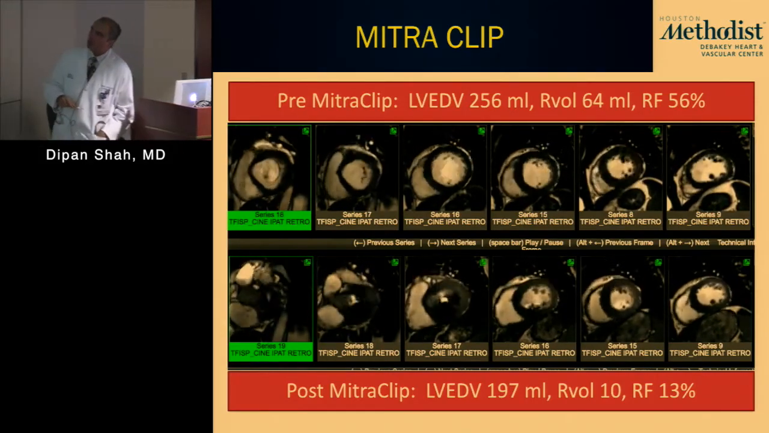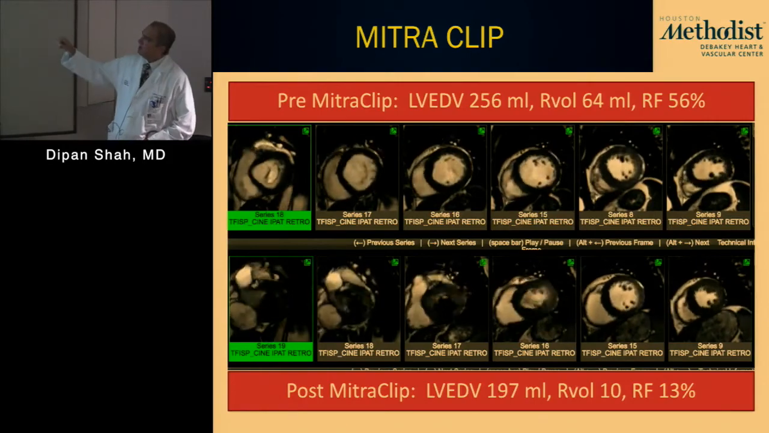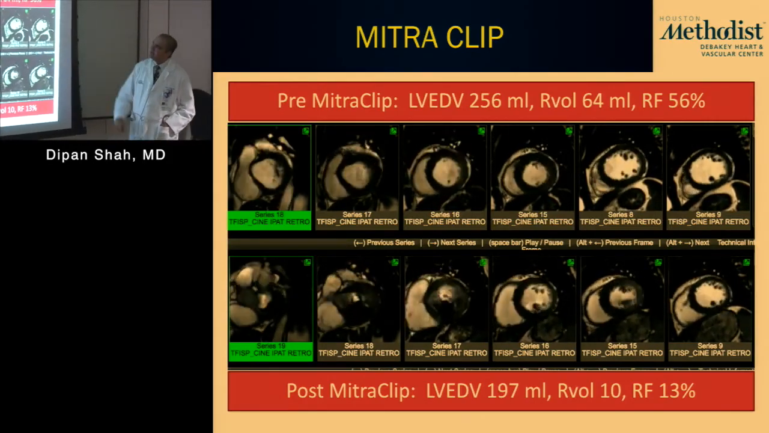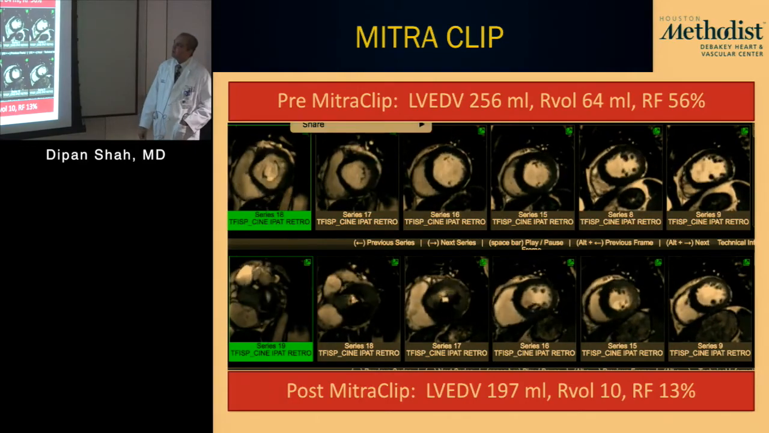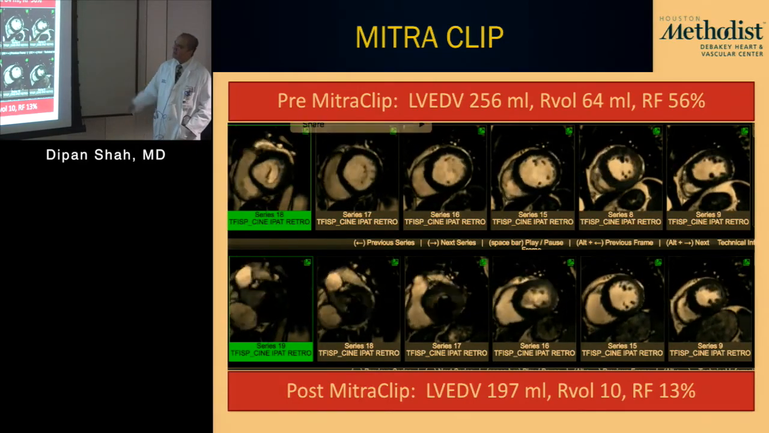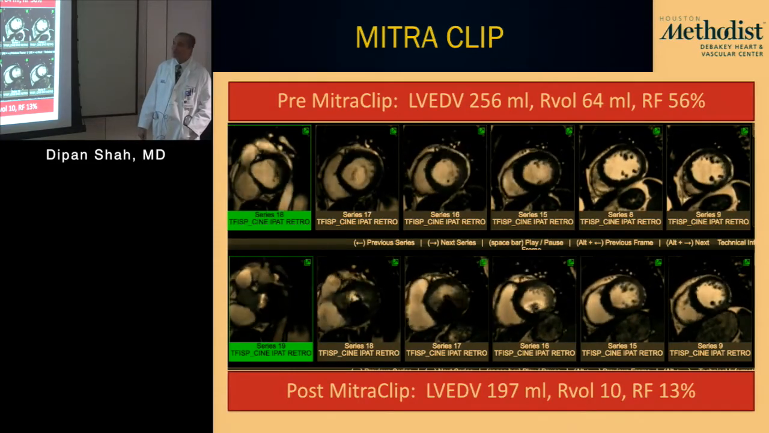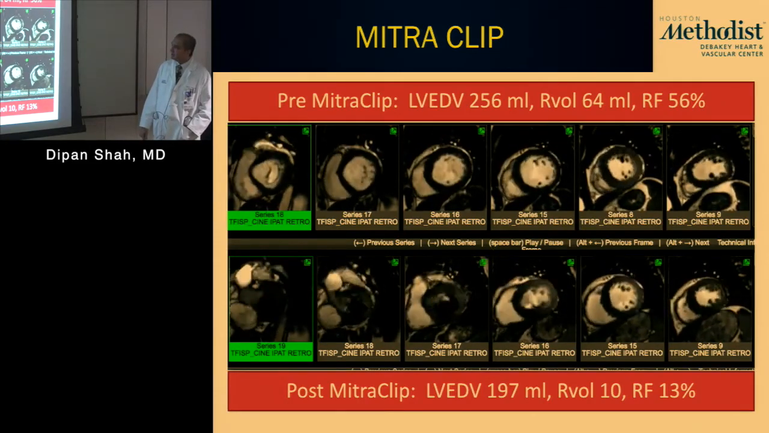So here's a patient who, on the top here, if we look at his left ventricle, you can see the LV is dilated. LV end-diastolic volume is 256. And he has severe MR, regurgitant fraction of 56%, and regurgitant volume of 64.